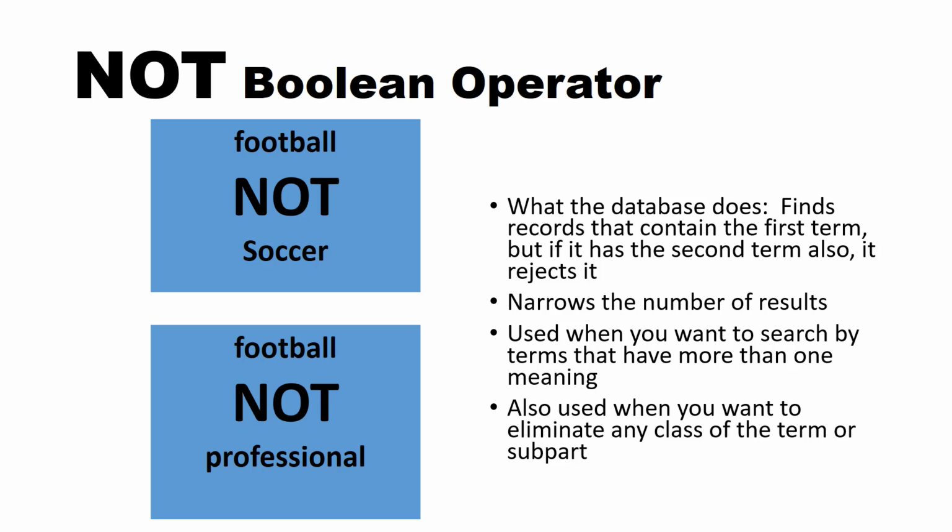Now, you can also use not if you want to eliminate any class of a term or any subpart, like in the example here. Football is played by different types of organizations. So you may have college football, high school football, and professional football. So if you wanted to eliminate professional football, you could say football not professional.